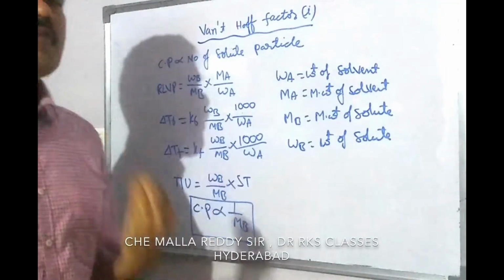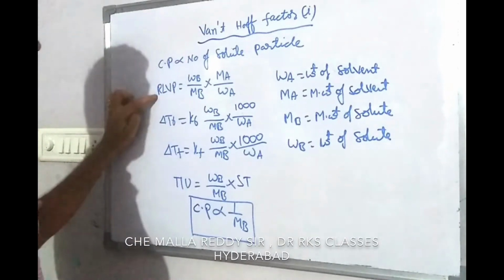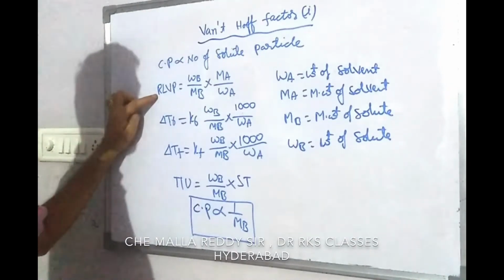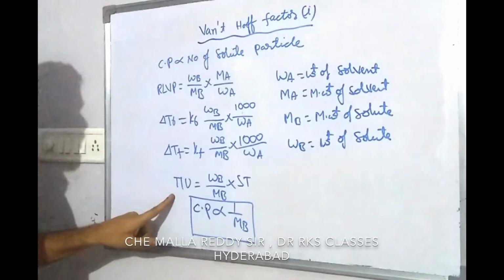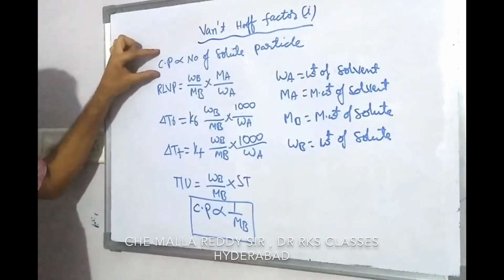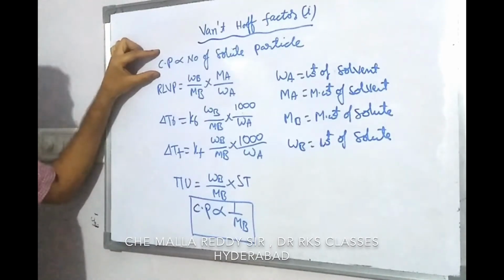How many types of colligative properties? Four types of colligative properties are present: RLVP, relative lowering of vapor pressure, elevation in boiling point, depression in freezing point, and osmotic pressure. What is the use of colligative properties? To find out the molecular weight of solutes.